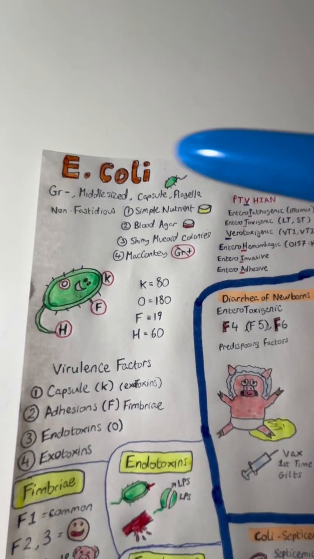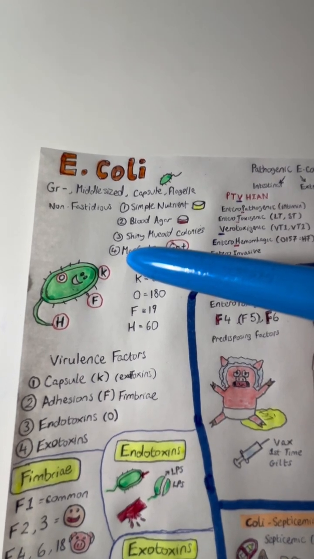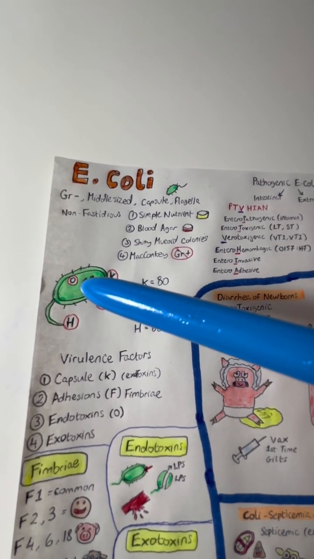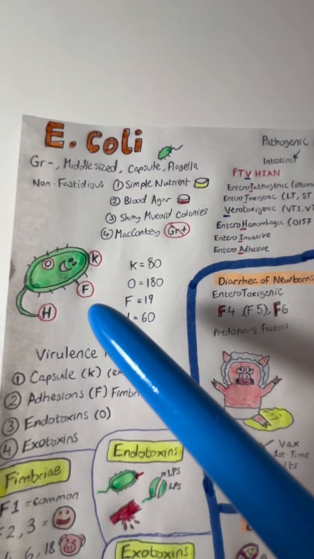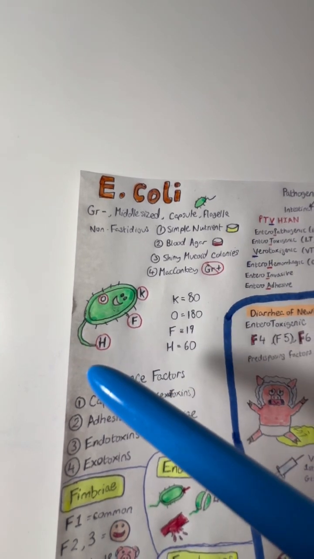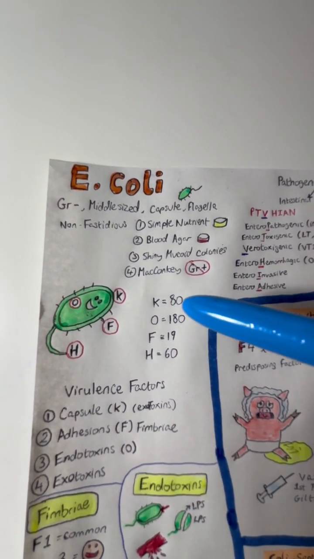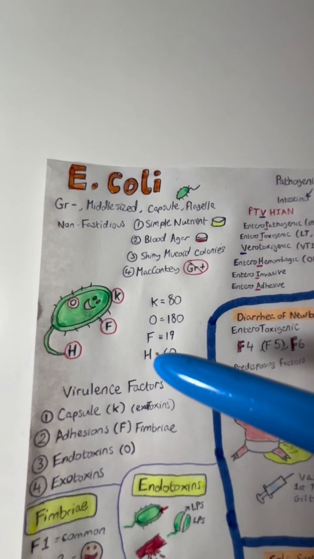For the antigens, K antigens are on the capsule, think of K for capsule, and O antigens are on the cell wall. The F antigen stands for fimbriae. These are like little hairs that adhere to the intestinal mucosa. And H antigens are on the flagella. There are 80 K antigens, 180 O antigens, 19 fimbriae, and 60 H antigens.